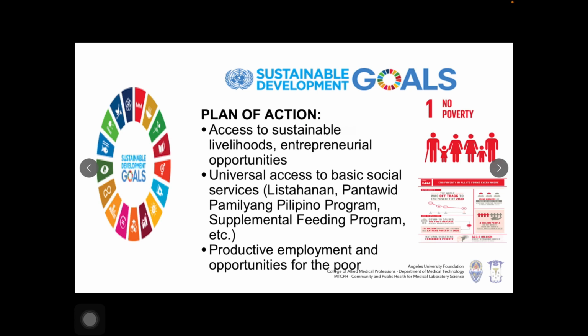So to eradicate or prevent poverty, what should be the priority plan of actions to take? First one is access to sustainable livelihoods, meaning the provision of livelihood programs and supporting small-scale businesses.